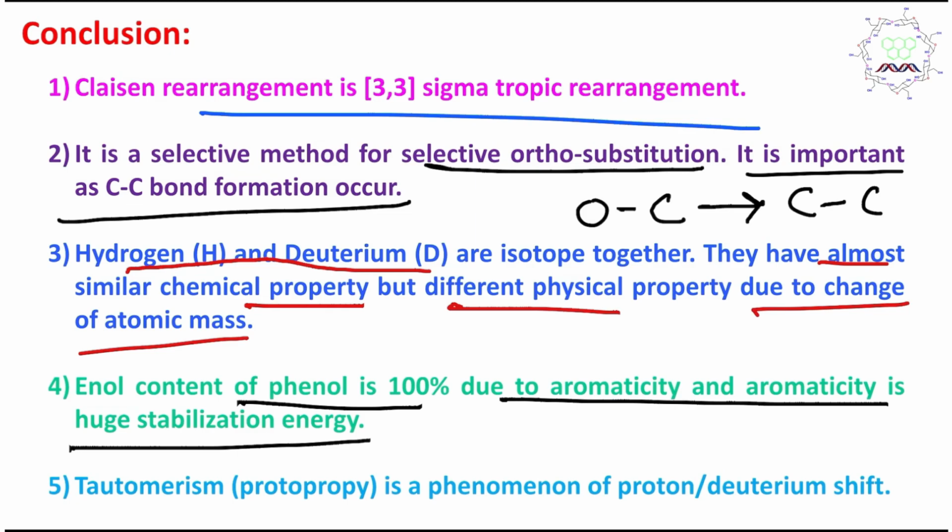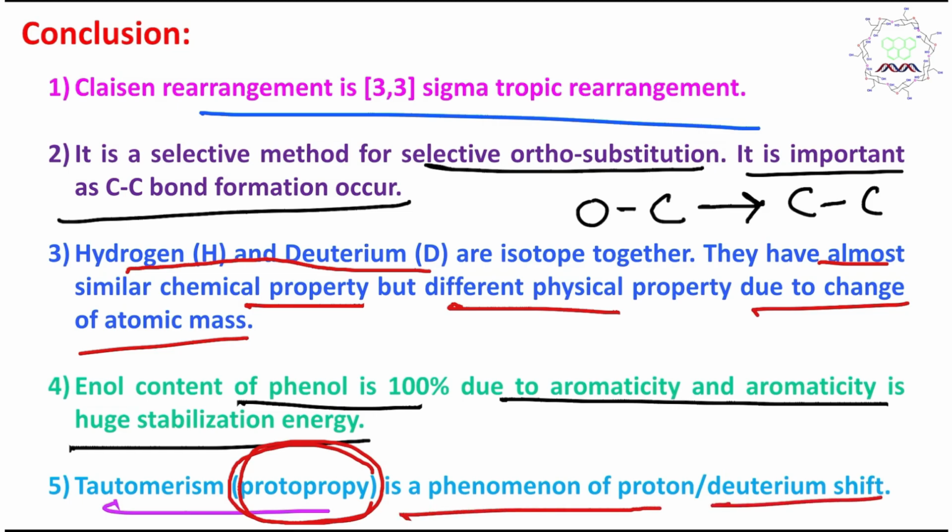But generally, remember, for keto-enol tautomerism, the equilibrium prefers to remain on the keto side. So this is an exception. And finally, the tautomerism or prototropy. Why prototropy? Because in this case, proton or deuterium shifting is happening. So here you should call it deuterotropy. In case of hydrogen, this is called prototropy, a phenomenon of proton transfer, or deuterotropy means deuterium transfer.